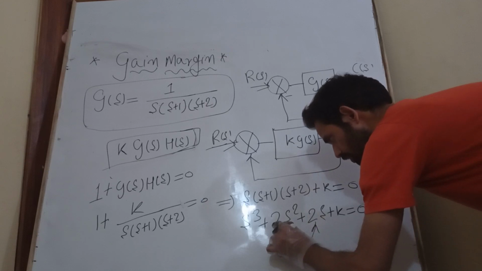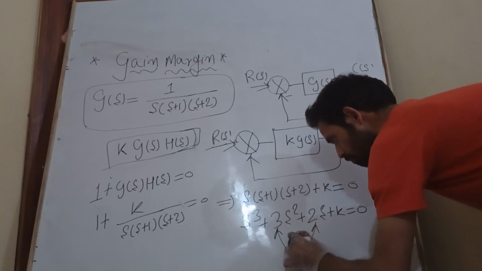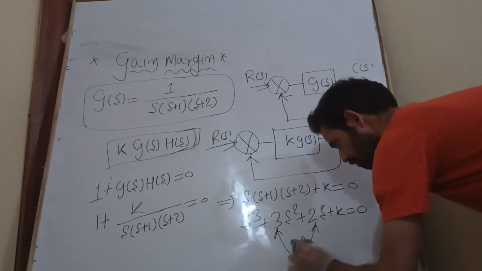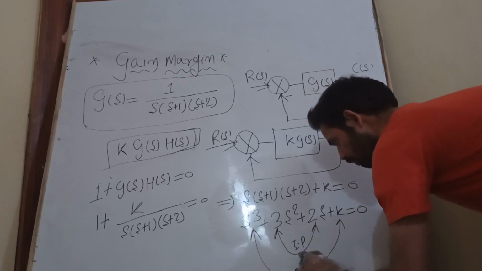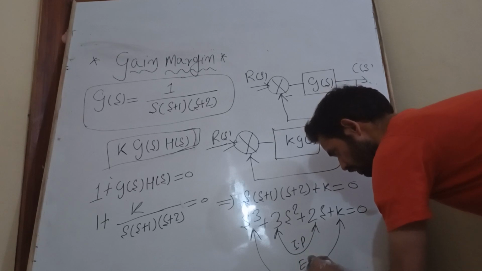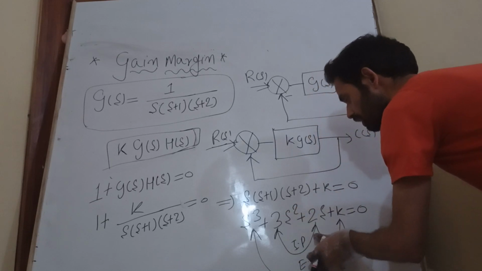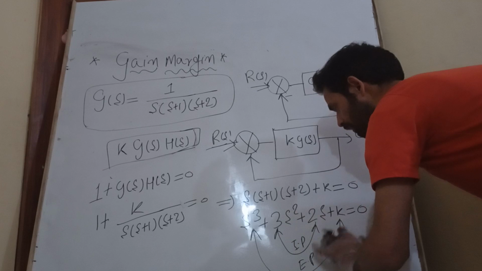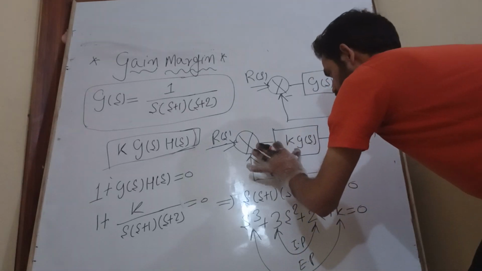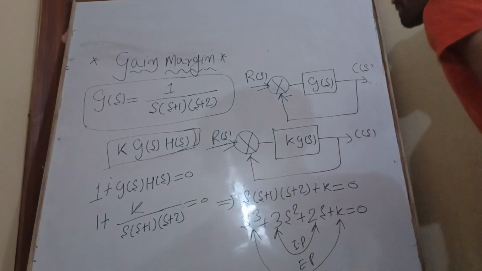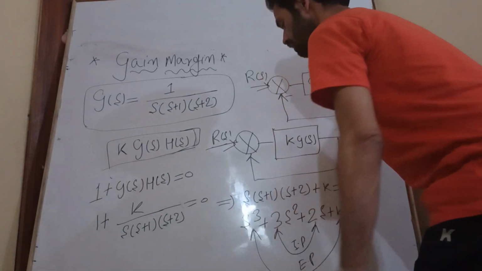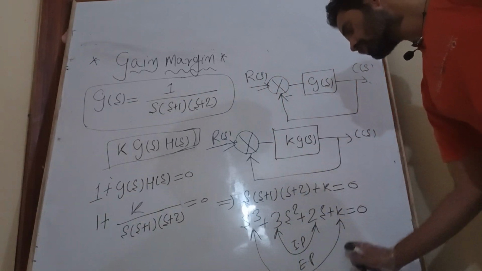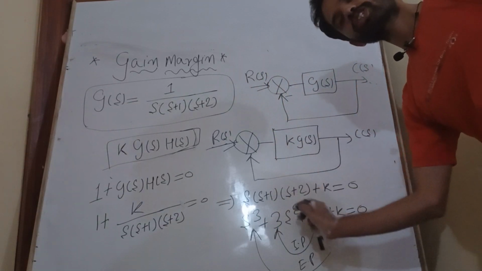As we know, from this, the internal product must be equal to the external product. Then the closed loop system will become marginally stable. So this is the condition which is given by the RH criteria.